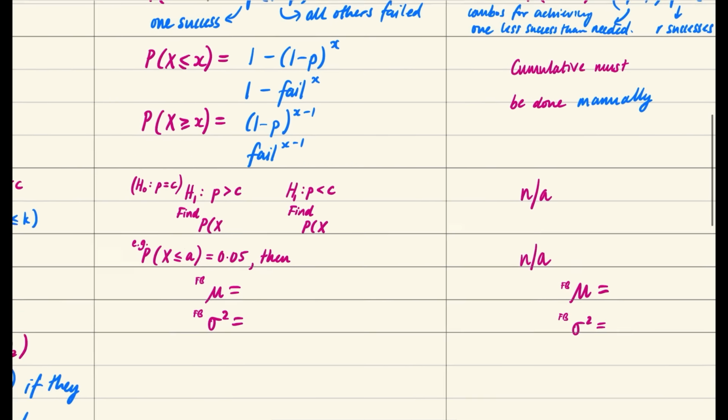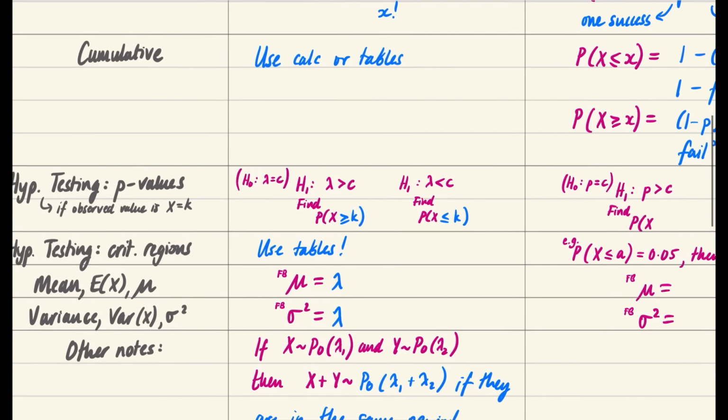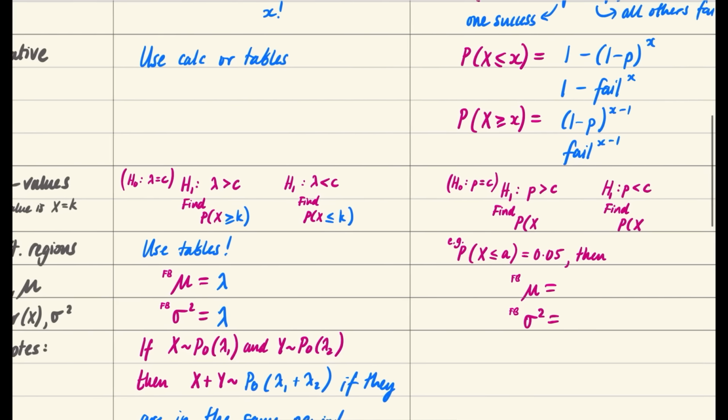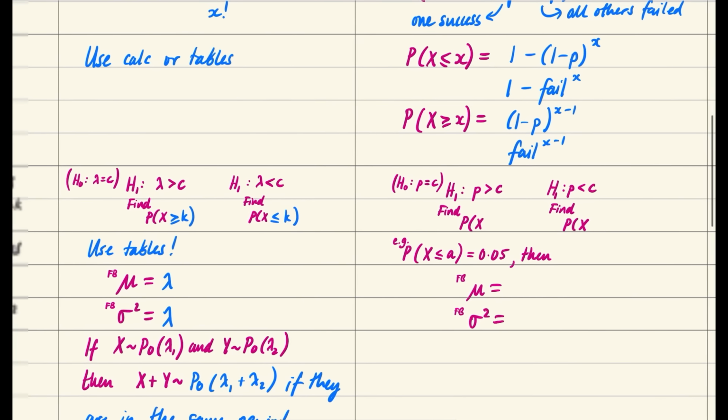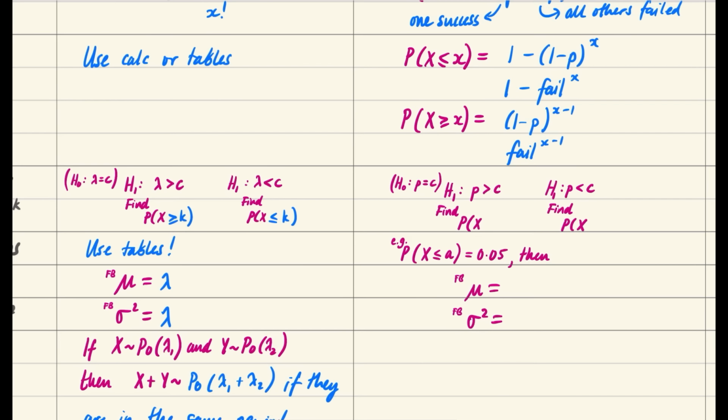Critical regions and p-values for hypothesis testing. This is the observed value that is equal to k. We don't do hypothesis testing for a negative binomial, only for geometric. The reason I've included these is because when we did Poisson, the p-values were found with the matching inequality signs. But when we do it with geometric, it is flipped and it's the other way round. So if we are interested in the alternative hypothesis that the probability was greater than c, then we would expect it to be less than or equal to k. If it was less than c, we would expect it to be greater than or equal to k.